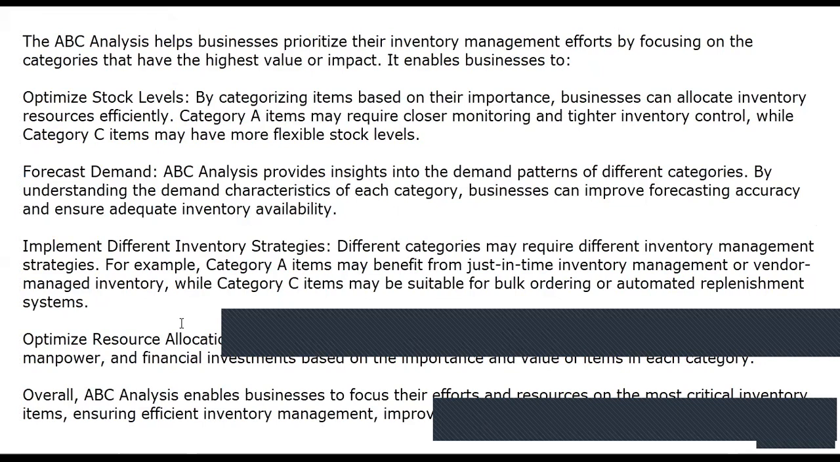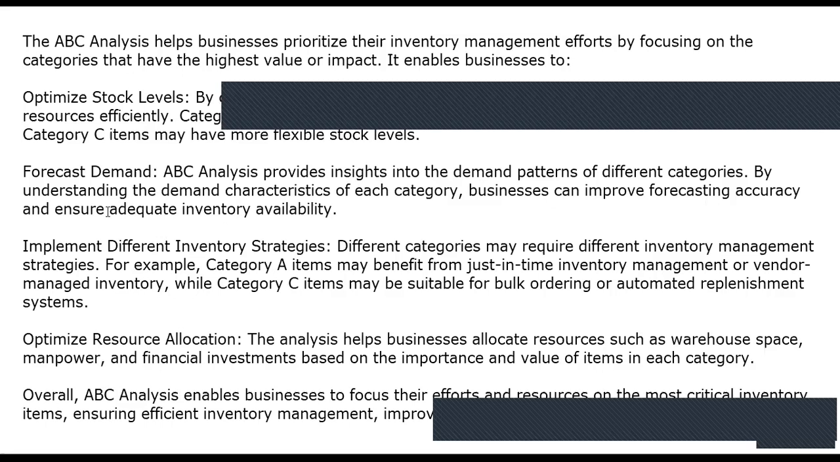Also, ABC will help businesses allocate inventory resources efficiently. Category A requires closer monitoring and tighter control measures, while C may not require so much, and may be flexible. ABC also helps forecast demand. ABC analysis will give insights into demand patterns of the different categories. By understanding the demand characteristics of each category, businesses can improve forecasting accuracy, ensuring that they provide adequate inventory availability.